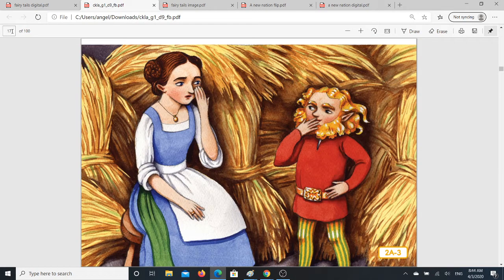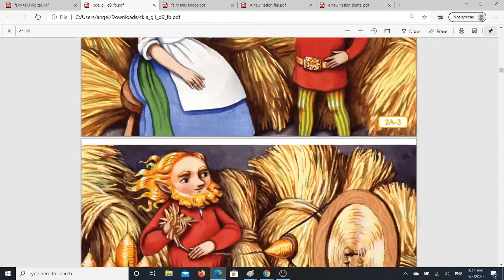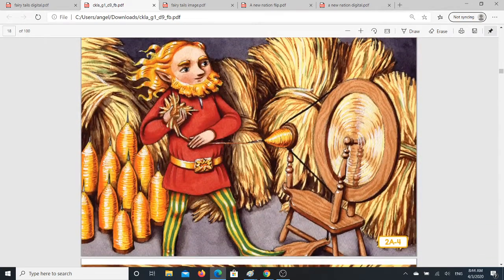In the story of Rumpelstiltskin, straw played a very important role because she was supposed to spin the straw into gold. Here he is, spinning the straw into gold, right? And in return, he tells her that he wants her firstborn child.